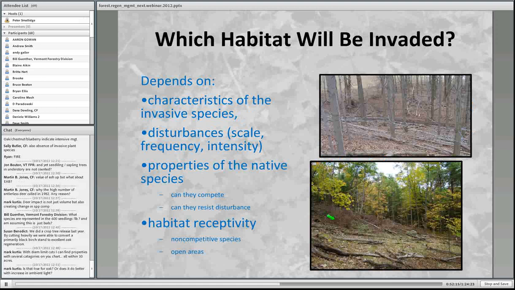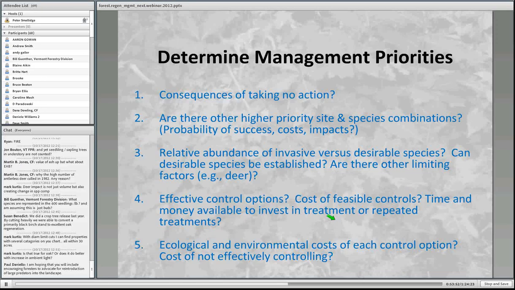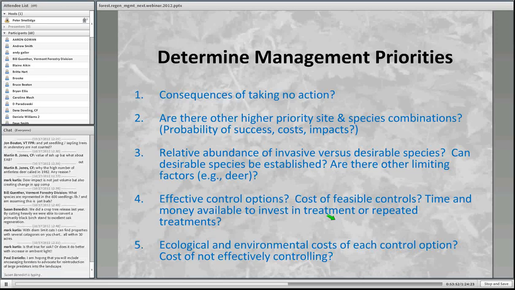In whether or not there are consequences to taking no action. In some cases, it may not be warranted. Or thinking about, are there other priority sites and species combinations, because there's always a limitation of time and money and energy. Versus the desirable plants. It's almost easier if there's no desirable plants, because it gives you a broader spectrum of options. The not obvious costs. There's the out-of-pocket costs for labor, what are the ecological or environmental costs associated with each control option, and the corresponding costs of not being effective.